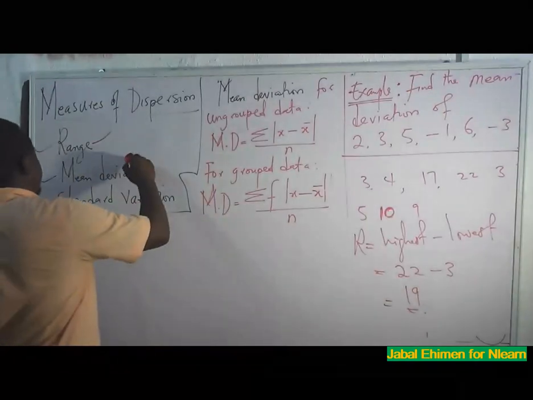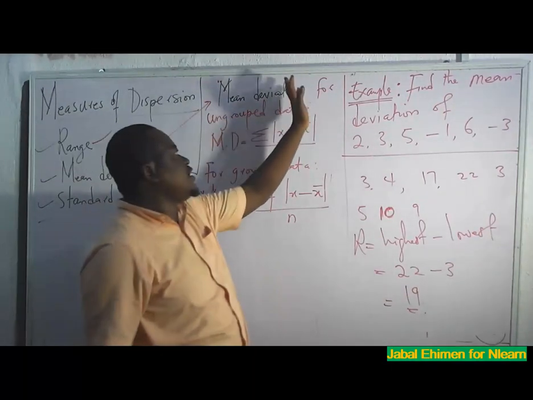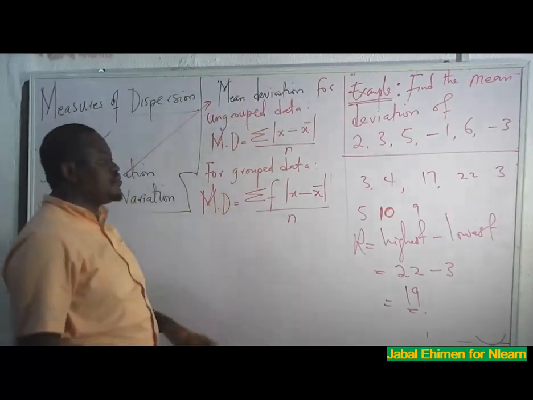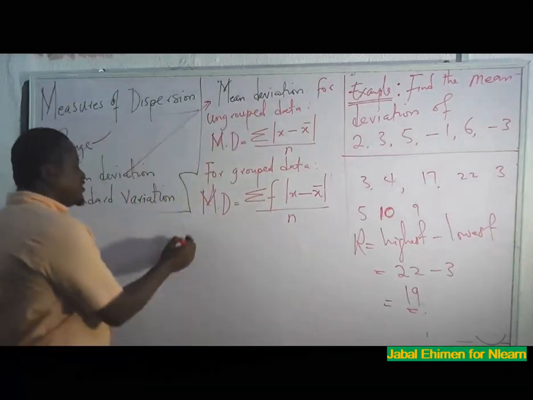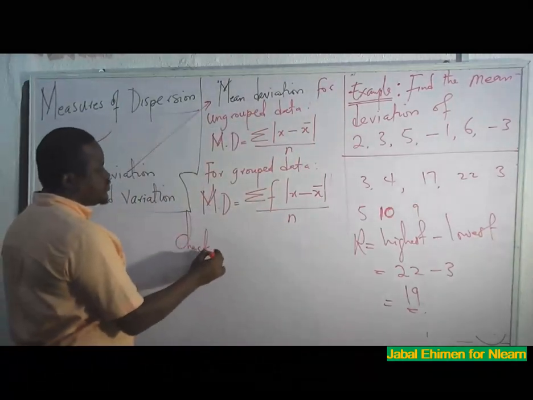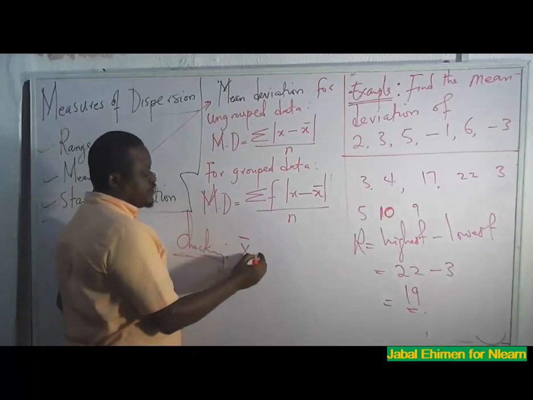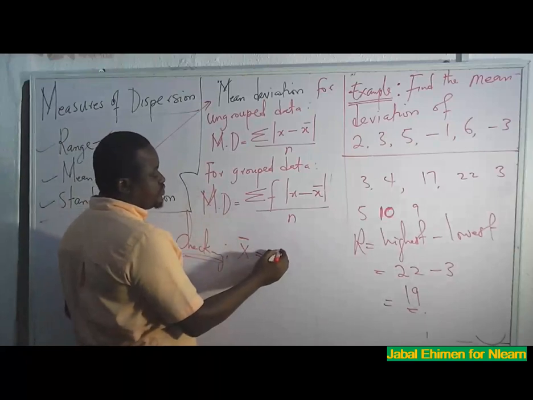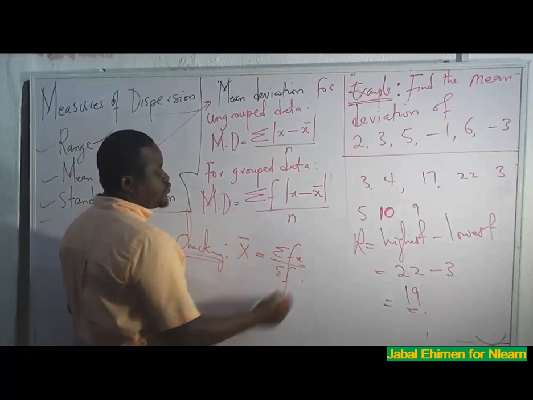But now I want to talk about something else. I want to talk about the mean deviation. The mean deviation is something else. Mean deviation is something you are used to partially. Now, check this out. You remember that thing called mean. Mean is ΣFX over ΣF, if you remember that.